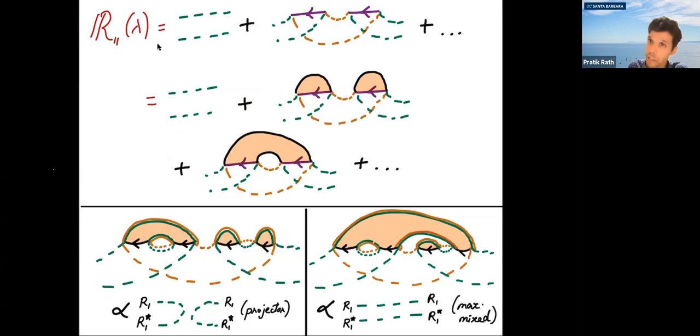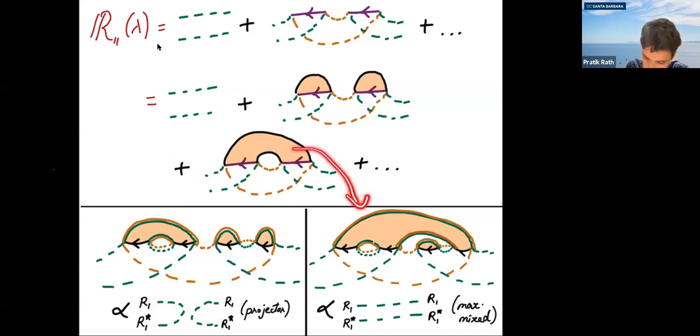Now, in this diagram, if we trace, all the orange loops have been traced over, so they just form closed loops, for example this closed loop. But we can look at what the green lines are doing. They look like this particular form, so they're proportional to a projector. It's a projector which sets the indices on R1 to be the same as R1 star in the bra and the ket separately. You can think of this as basically a particular state.